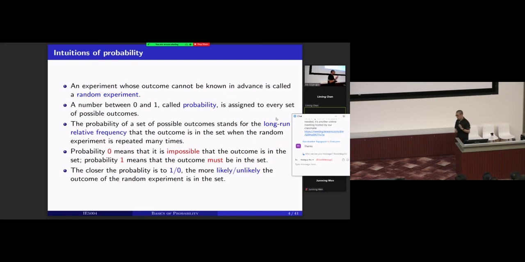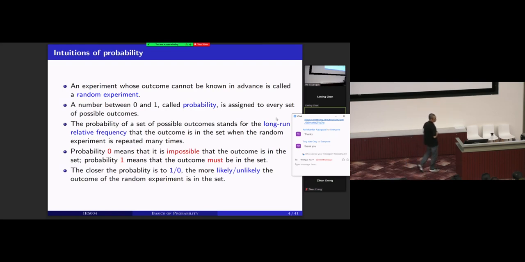So from now on, we only define probability for a set of outcomes, not just for an individual outcome. But it is possible that your set has only one outcome, right? So this is our convention. When we talk about probability, by default, the probability is assigned to a set of outcomes. But it is possible that the set has only one outcome, so that we can have some flexibility. And also, how to understand probability? As I explained, it is just the long-run relative frequency that the outcome is in this set, which is defined as the probability of this set.